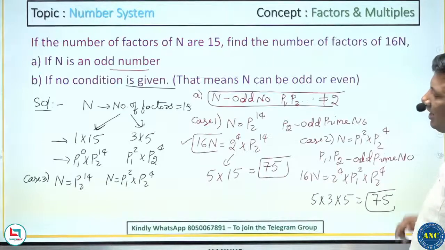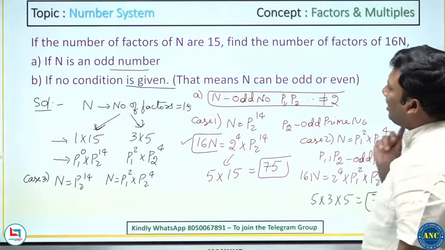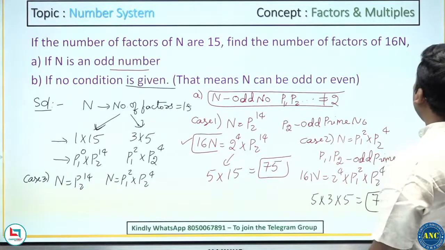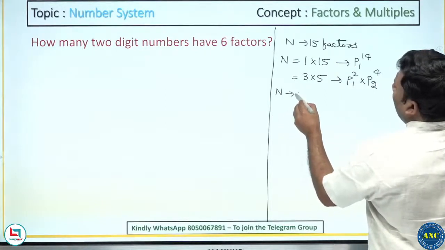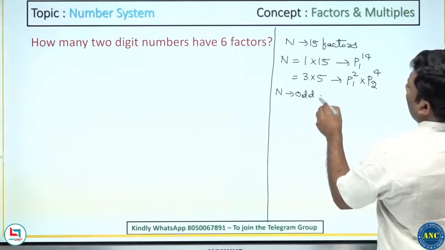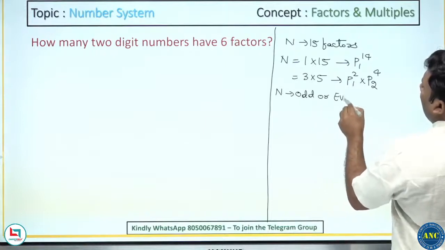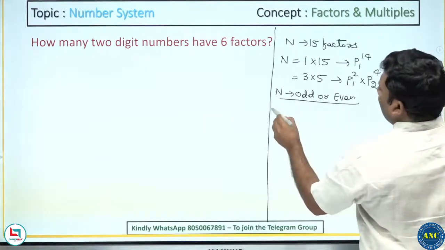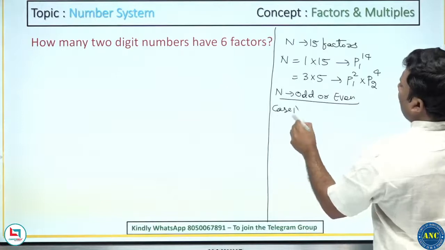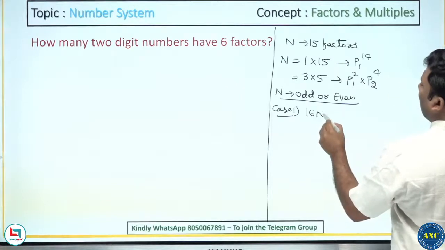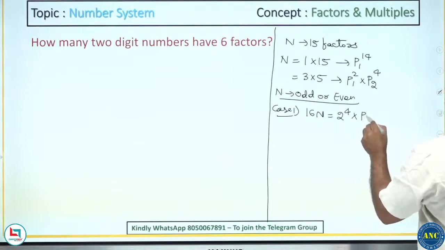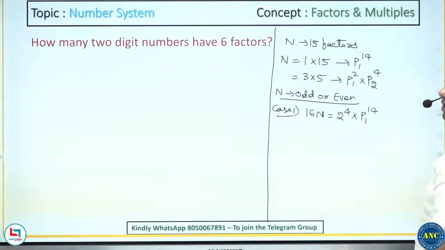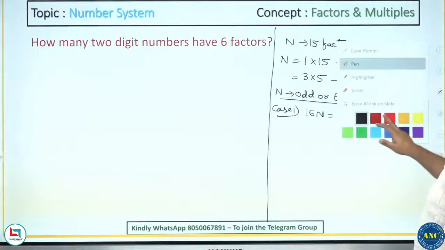What is the second condition? No condition is given. n can be odd or even. n can be odd number or even number. Case 1. I want the factors for 16n. 16 is 2 power 4 into p1 power 14.